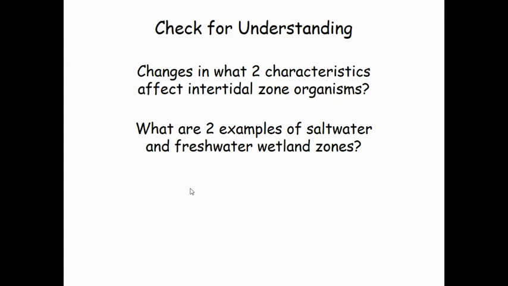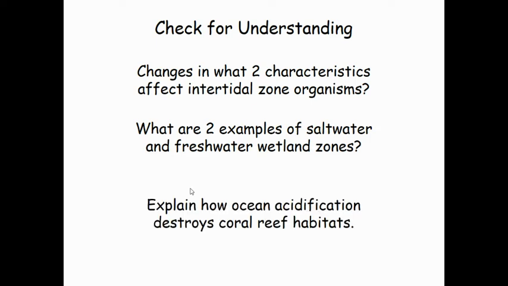Two examples of saltwater and freshwater wetland zones. Take a look at number 18. Freshwater, swamps, marshes, bogs, prairie potholes. Saltwater, estuaries, mangrove swamps, coastal marshes. Explain how ocean acidification destroys coral reef habitats. Take a look at number 20.